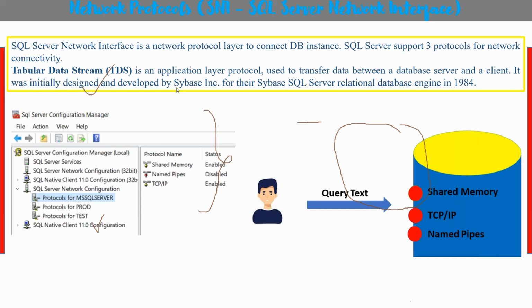Whenever a user sends a request, it will connect to SQL Server via TDS, tabular data stream packets. That is nothing but network packets, sir. It is used to transfer data between the database and the client. Whatever request the user sends needs to go to SQL, and whatever SQL responds needs to go to the user. Both are taken care of by this network layer.